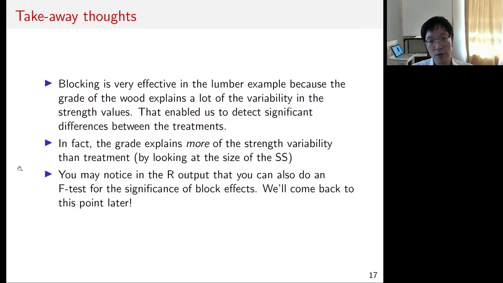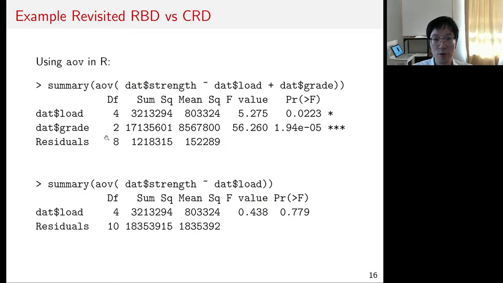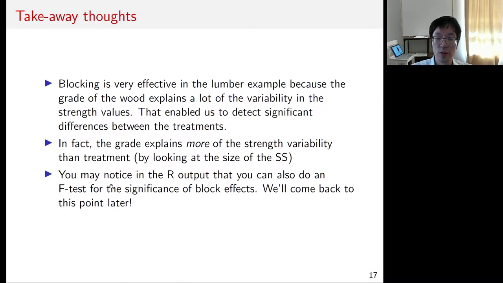So a final thing you may have noticed is in the R output on this slide, there is also an F statistic for the blocking variable. That's great. So R also automatically computed an F statistic for that. So yes, indeed, we can also do F-tests for significance of blocks, even though in this case we are not primarily interested in the block effect, so we did not test that. But there is an important point to be made here, which we will come back to after we go through a couple more models.